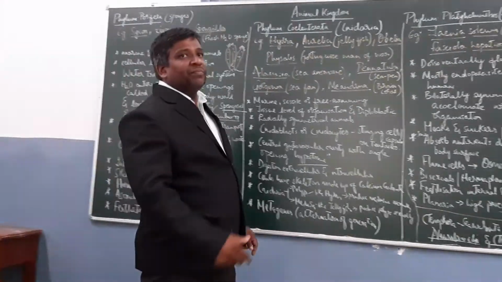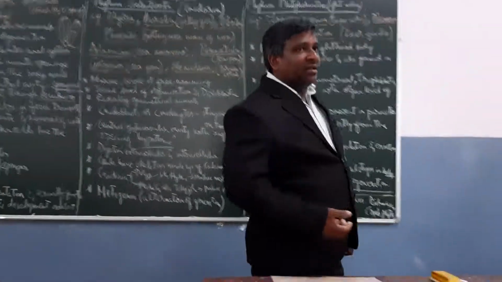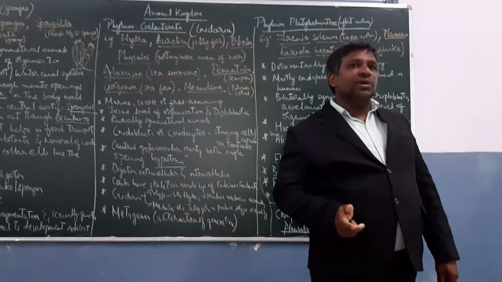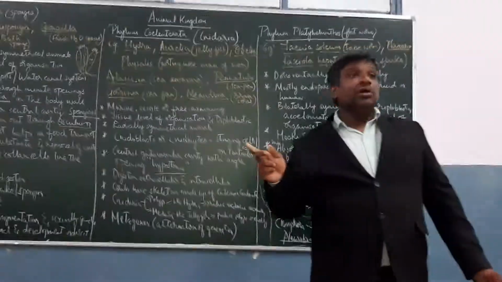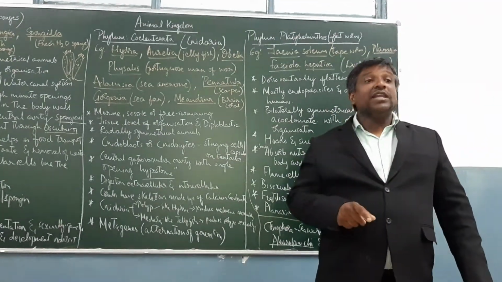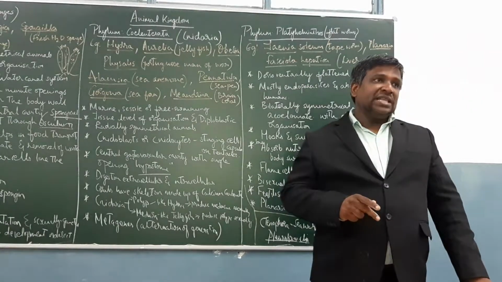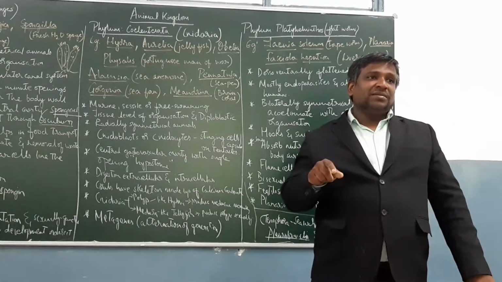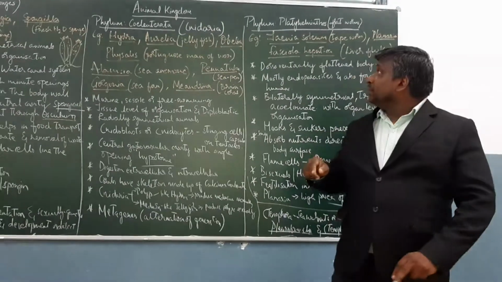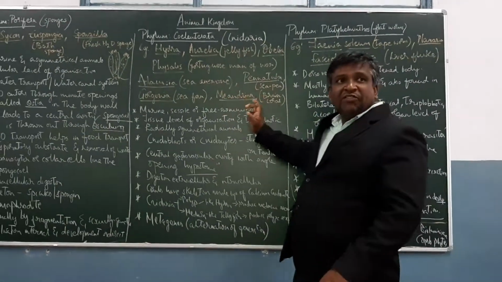Then phylum Coelenterata. They have a coelenteron or a gastrovascular cavity, and they are also called cnidarians because they have stinging cells or nematocysts. Okay, they have nematocysts or nematocytes, which we call stinging cells. So now, what are the examples under phylum Coelenterata?